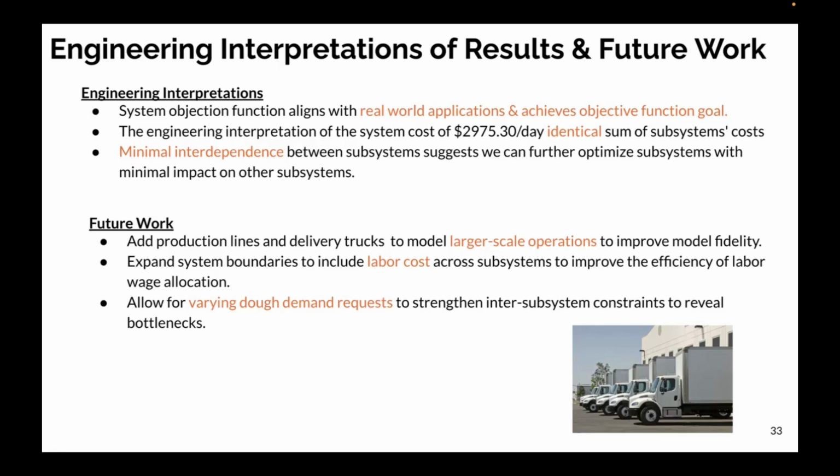Future work to improve model fidelity includes increasing the number of production lines and delivery trucks to better reflect large-scale operations. Additionally, we plan to expand the system boundaries to include labor costs across subsystems, improving efficiency of labor wage allocation. We will also allow for varying demand requests to strengthen inner subsystem constraints and identify potential bottlenecks.